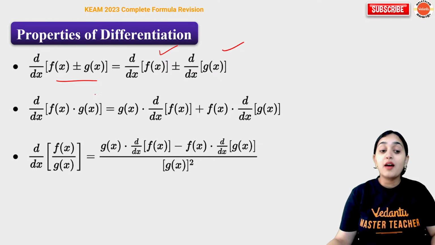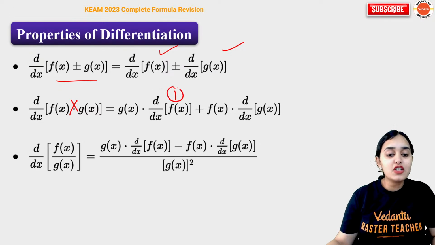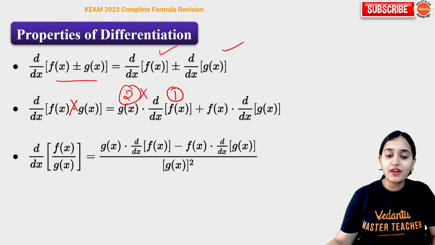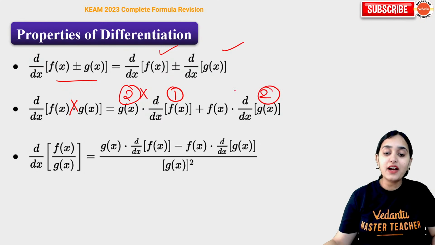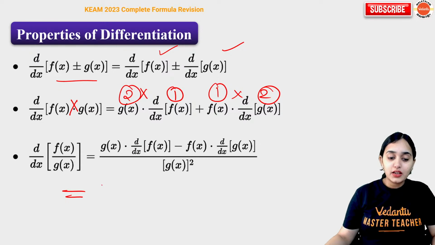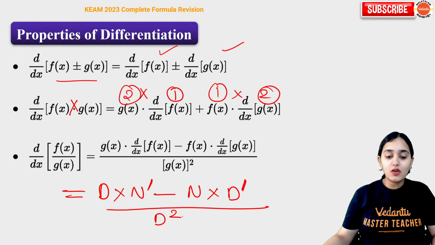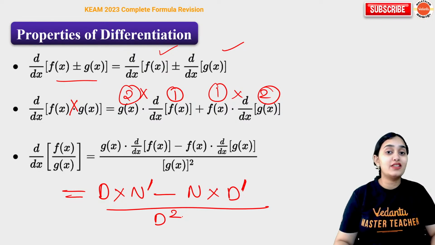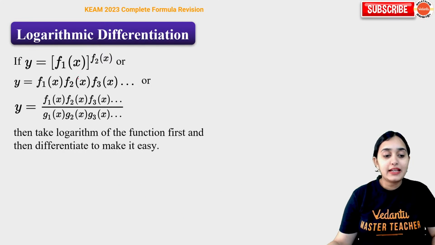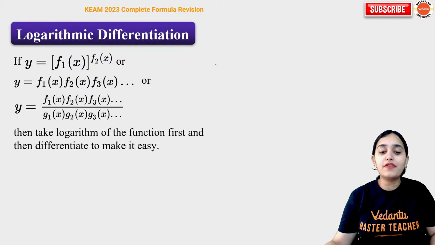Now differentiation of f(x) plus minus g(x) is differentiation of f(x) plus differentiation of g(x). You can distribute it. But for product, we apply product rule: differentiation of first function multiplied with second function, plus differentiation of second function multiplied with first function. Remember, quotient rule: denominator into differentiation of numerator minus numerator into differentiation of denominator, upon denominator whole square. That is quotient rule.